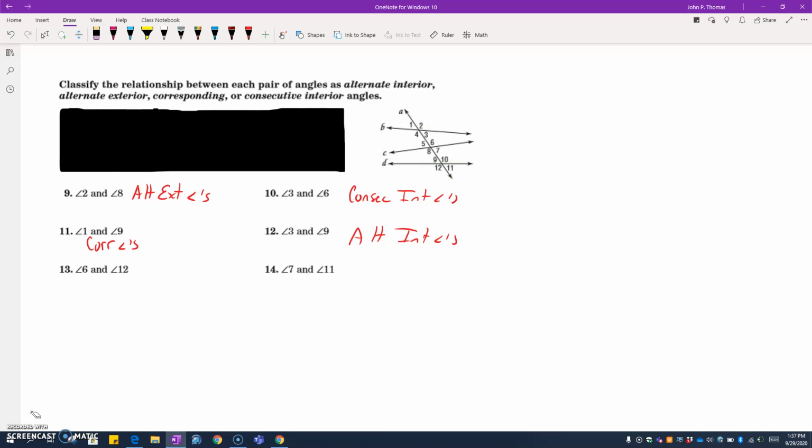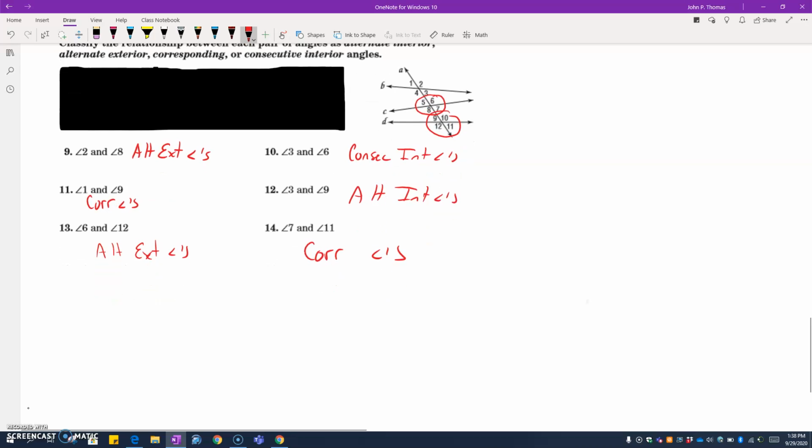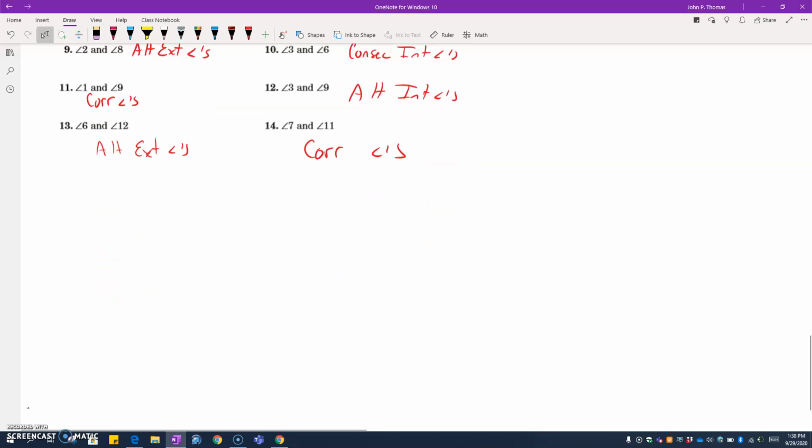Jump to the next one. We've got 6 and 12, so 6 is on the second intersection, 12's on the last. They're on the outside of the two lines, so we know it's exterior. And 6 and 12 are on opposite sides, so we know we're alternate. So alternate exterior angles. And then 7 and 11. 7 and 11, same intersection points. They're both in the bottom right, so those are corresponding angles again. So that takes you through a quick set of identifying what angle relationships are in play.